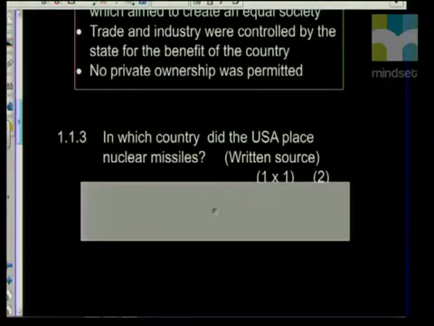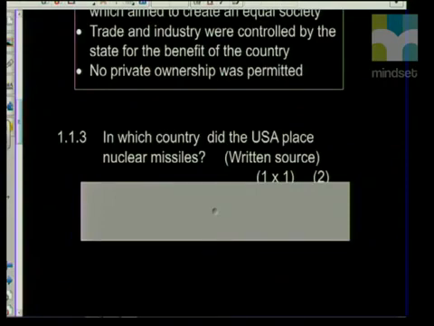In this question, again, you're just extracting information from the source. So this source is still testing your understanding of what went on. Let's look at the possible answer. But before we do that, again, look at the mark allocation there. It's 1 times 1.